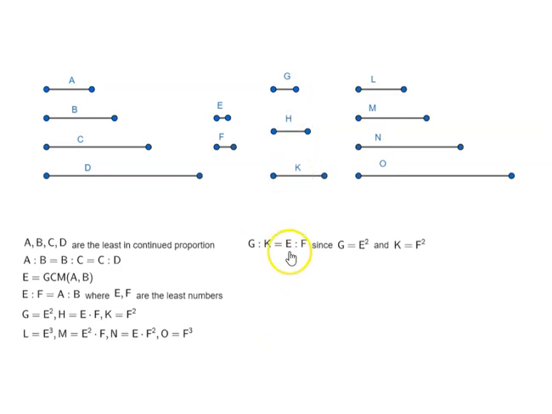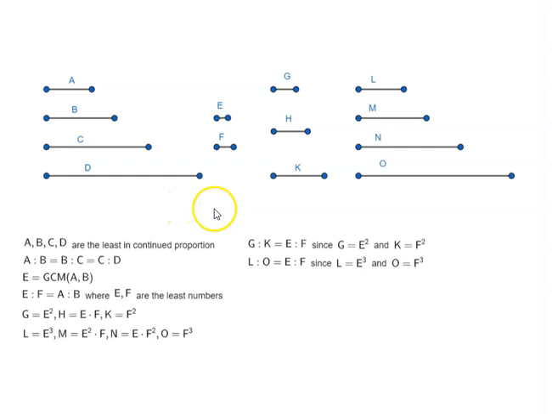G is to K is equal to E is to F. How? Remember, if 2 numbers are in proportion, their powers will also be in proportion. G is equal to E square and K is equal to F square. So since E and F are in proportion, that means their squares are also in proportion. So we can say G is to K is equal to E is to F. And here if you remember, L and O are what? L is E cube, O is F cube. So again we can say L is to O is equal to E is to F, since L is equal to E cube and O is equal to F cube.